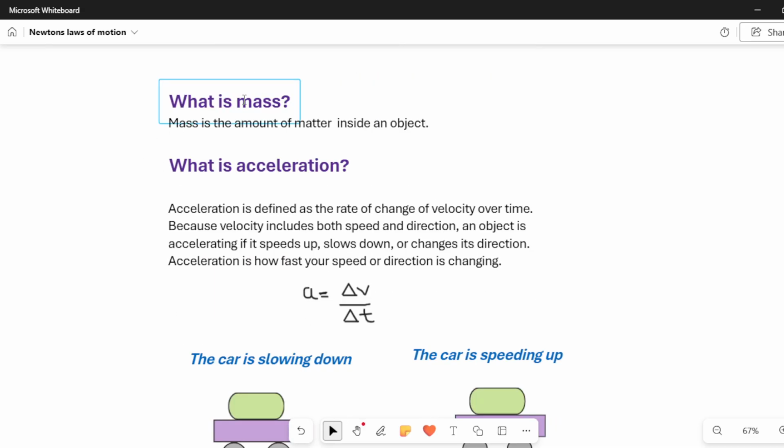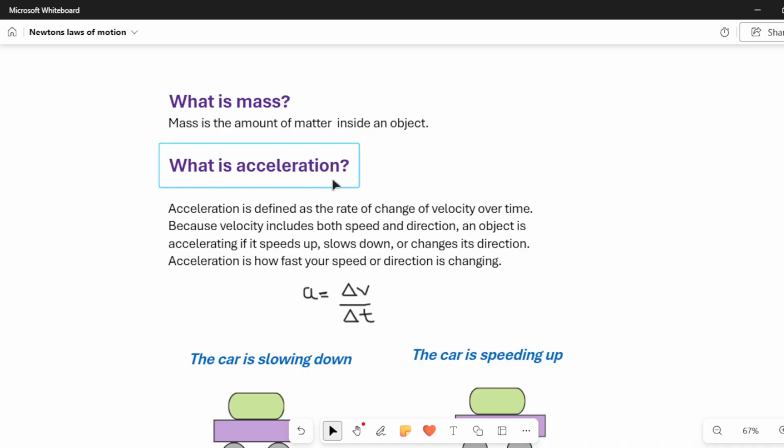So what is mass? Mass is nothing but, as we discussed earlier, the amount of matter which is present inside an object. The more the matter, the more the mass. The matter can be solid, liquid, gas, or anything else. So if you have 1 liter of water or 2 liters of water, you are having more matter. So that is what mass is.